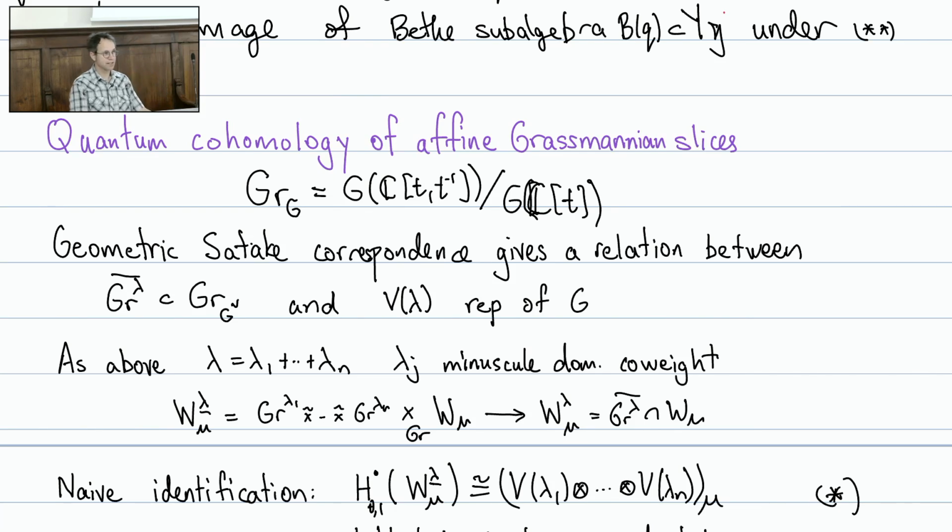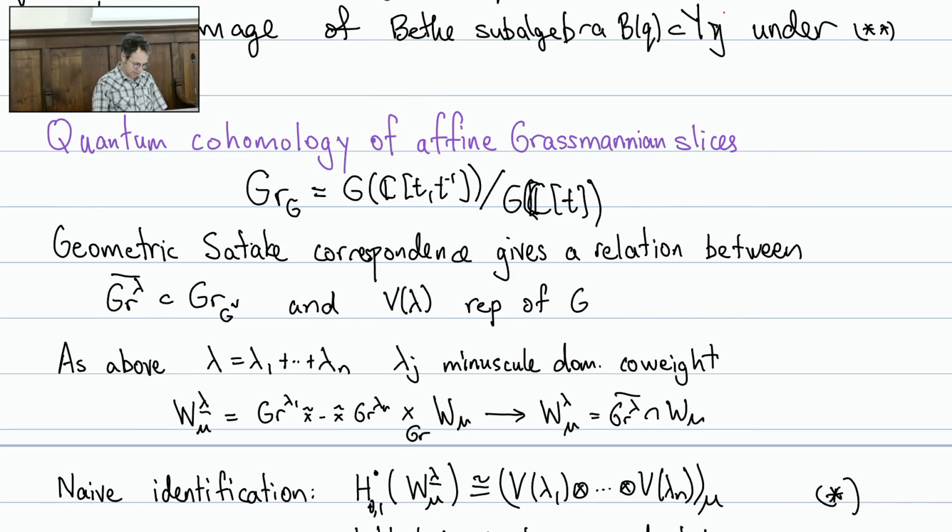Okay, as I mentioned, in the case of SLM, every dominant co-weight can be written as a sum of minuscules, and in other types, there's fewer minuscules around, so not everyone can be written that way. But let's just assume we can write our dominant co-weight as a sum of minuscules. And then, as we did yesterday, I suppose, we formed this symplectic resolution.